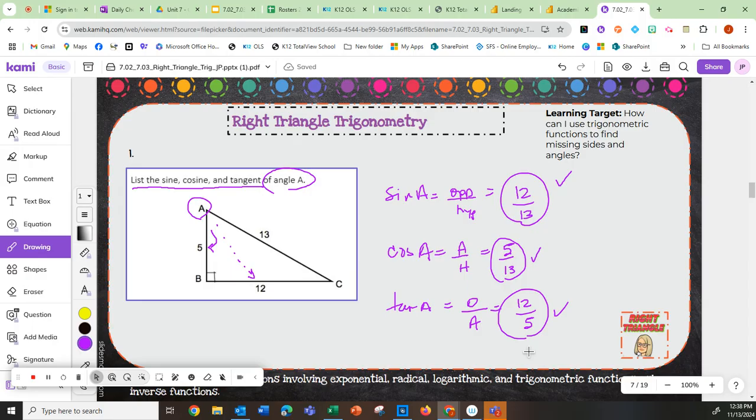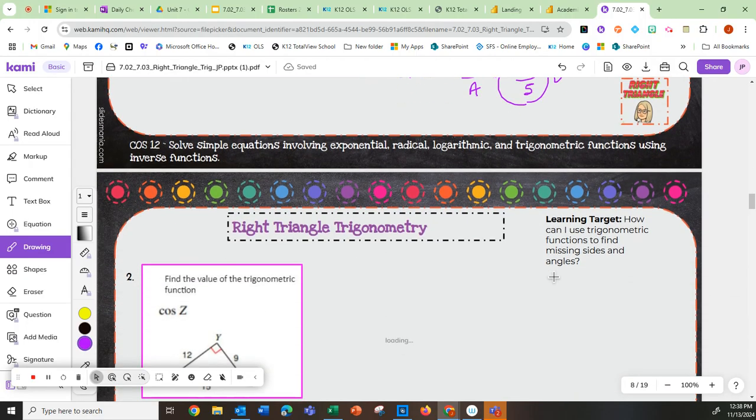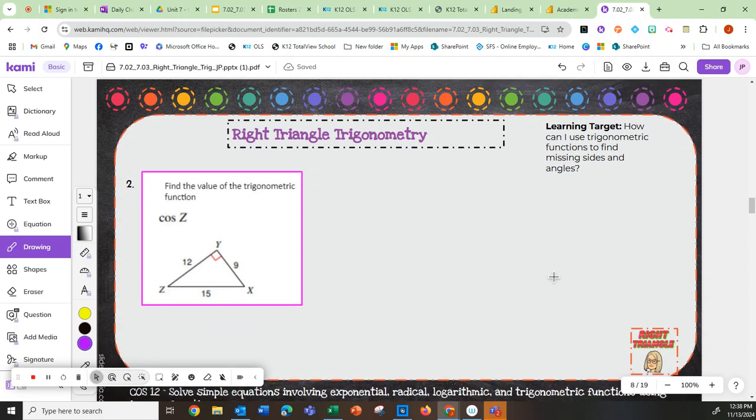Okay, so let me double check my answers here. I got 12 over 13, 5 over 13, 12 over 5. Excellent. All right, this problem says, what is the cosine of z? Just cosine. So let's write cosine of z.